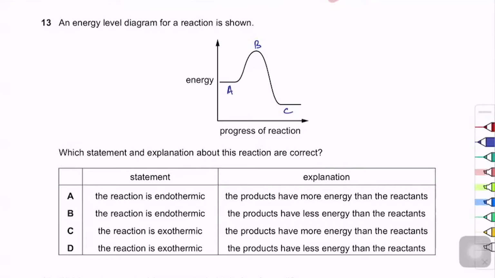So yes, that's right. Okay, now let's look at the question. Which statement explanation about this reaction are correct? Okay, statement. Is this endothermic or exothermic? You can clearly see the delta H is going down. That shows this is exothermic. An explanation. Why is this exothermic? Because products are at a lower energy level than the reactants. It has lost more energy. Okay, so that is why the answer is going to be D.